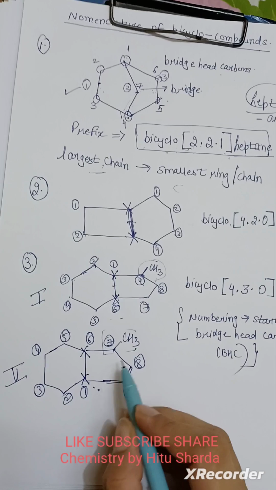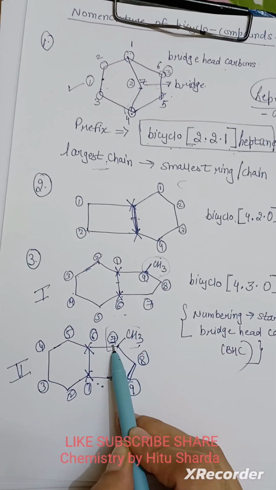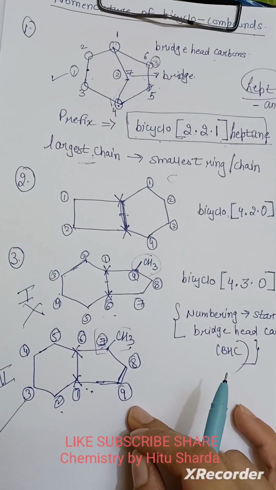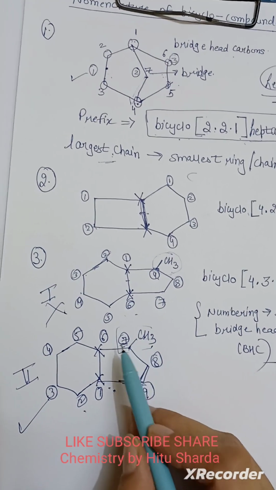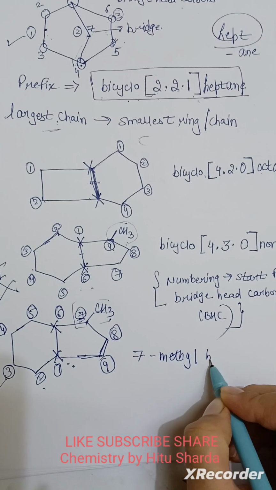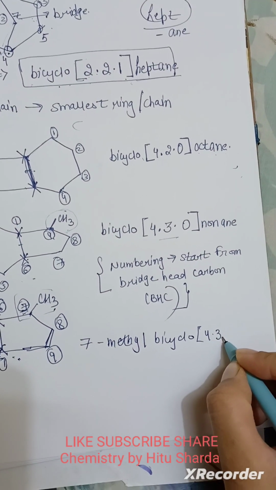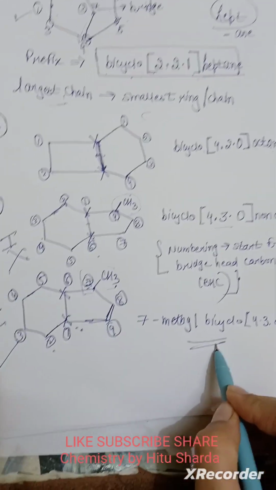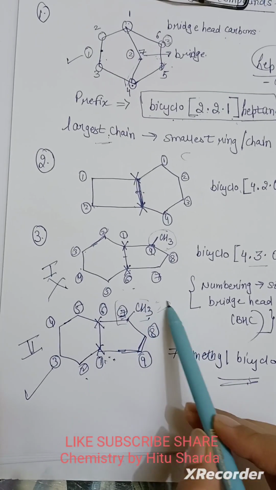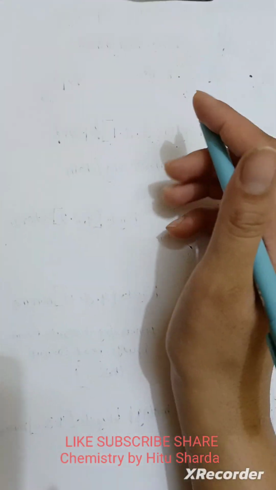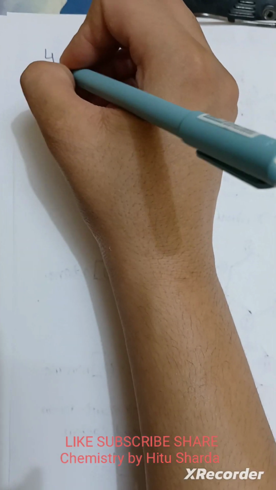So this will be more preferential because the methyl group gets the least number, and here we will cross this one and we will take this one. So what will be our answer? Because the methyl group gets the 7th number, so we will write 7-methyl bicyclo, rest we will write the same thing, bicyclo[4.3.0]nonane. Okay, so this will be the IUPAC name in this case, which includes the substituent methyl. Okay, now let's move to another example, which is number 4.